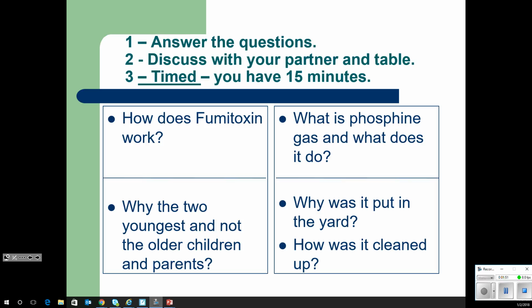Okay, what does it do? Does it just cause irritation or does it do something more? It stops the cells from doing their jobs. Basically a neurotoxin, right? So it shuts down the nerves and things stop working. Okay, so why the 2 youngest and not the older children and the parents? Why those 2 died?